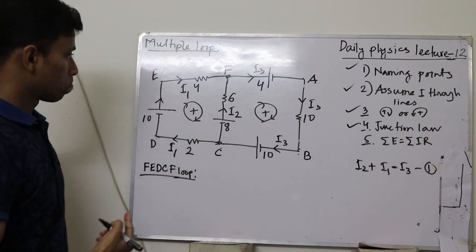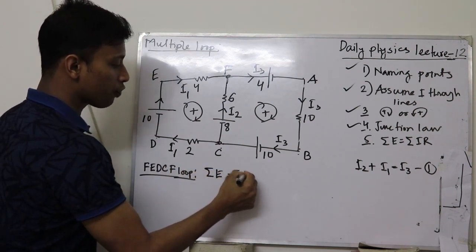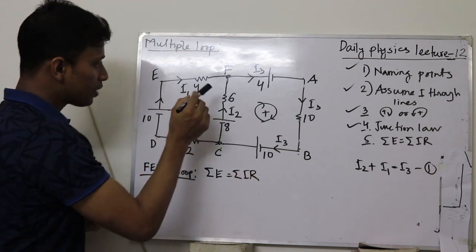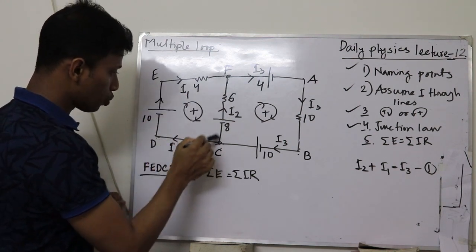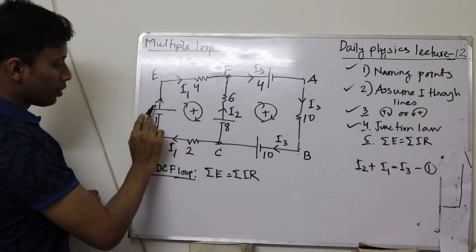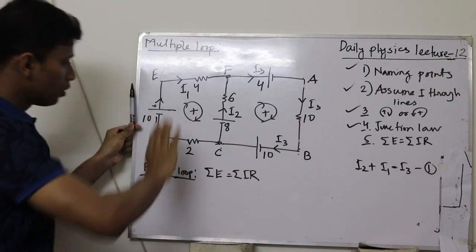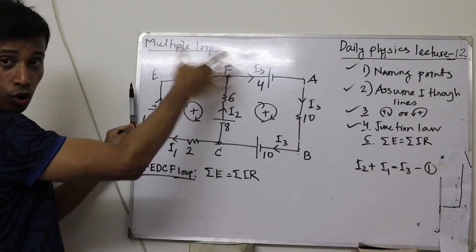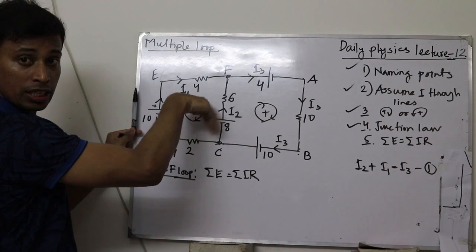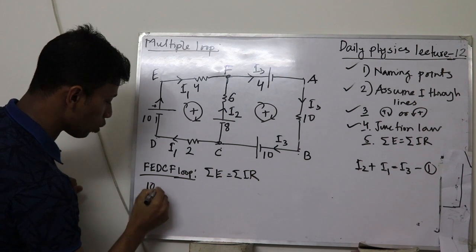Use Kirchhoff's law. Kirchhoff's law is summation of E equals summation of IR. How many cells are on the left side? Let's find out. 1 cell, 2 cells. We have only 2 cells. Let's go through this 10. That's the positive side. We know the direction of a cell acts toward the positive. If we go clockwise, this 10 is acting towards the clockwise direction. So this 10 is a positive cell.